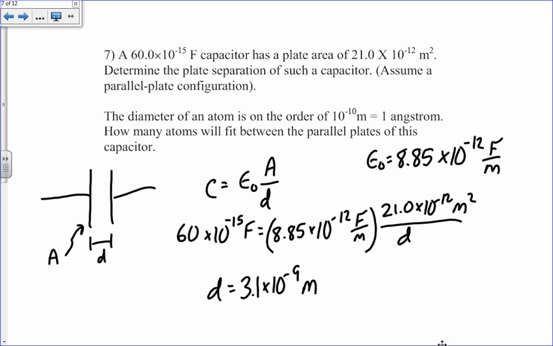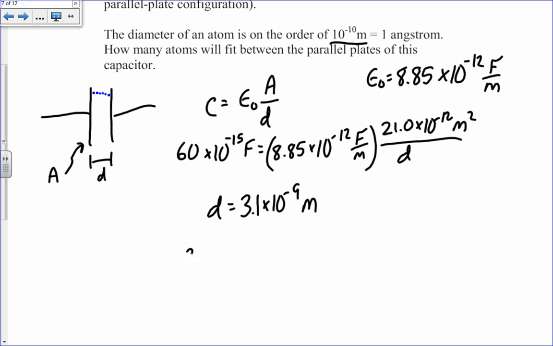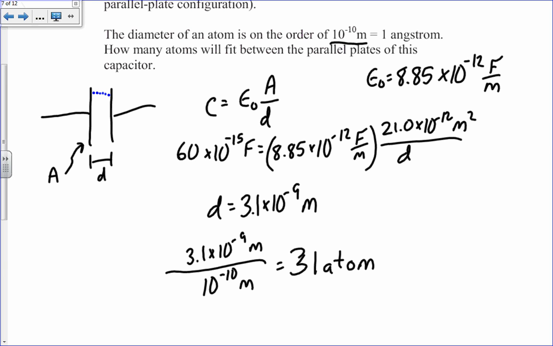All right, and then it tells us that the diameter of an atom is about an angstrom, that's 10 to the minus 10 meters. I want to know how many atoms will fit across between the parallel plates of the capacitor. So how many, if they're lined up side by side, atoms will fit across in between the plates of a capacitor. And so to get that, we just say 3.1 times 10 to the minus 9 meters over an angstrom, 10 to the minus 10 meters. Of course, that's 31. So I can fit 31 atoms across a typical capacitor.